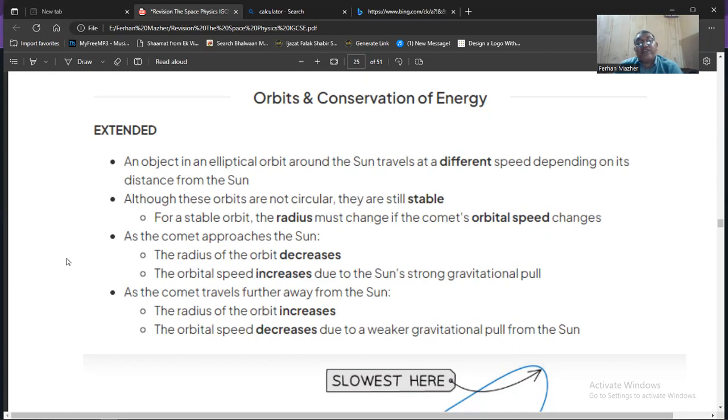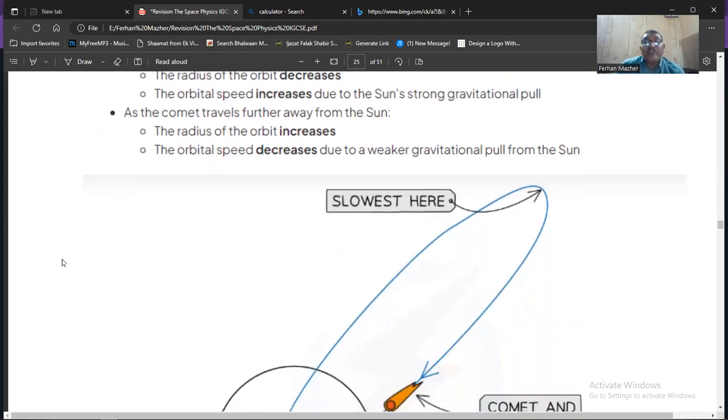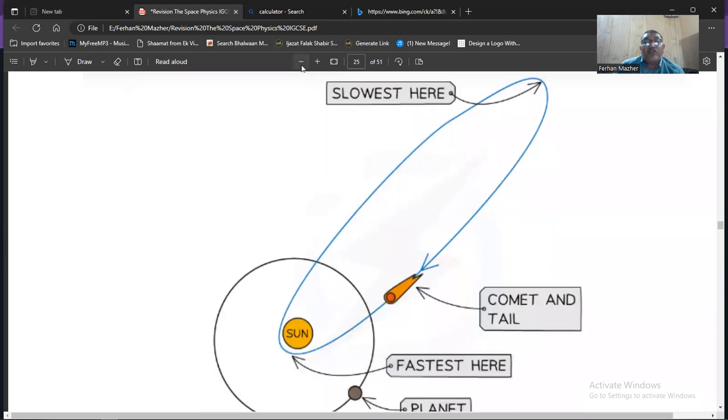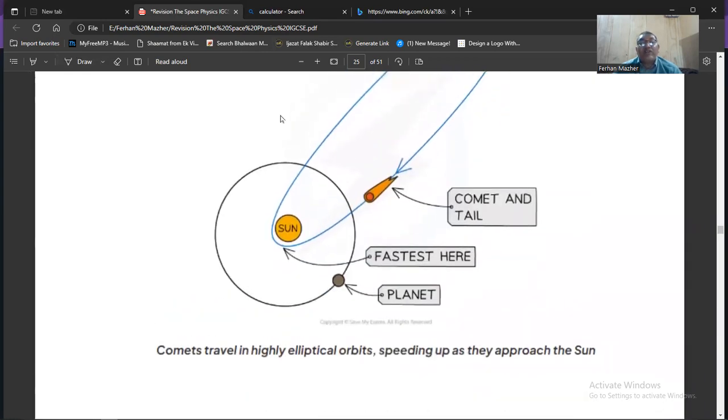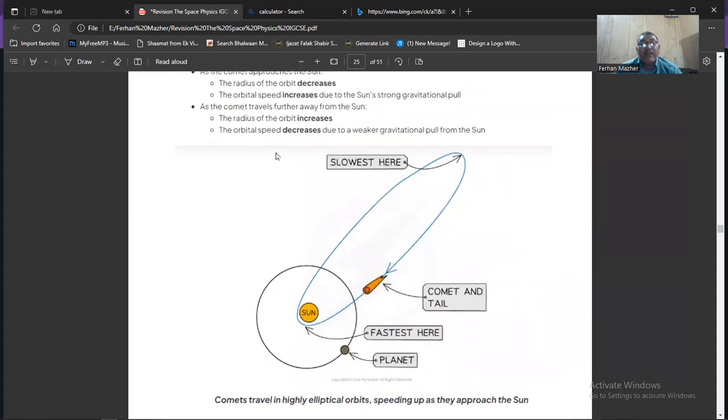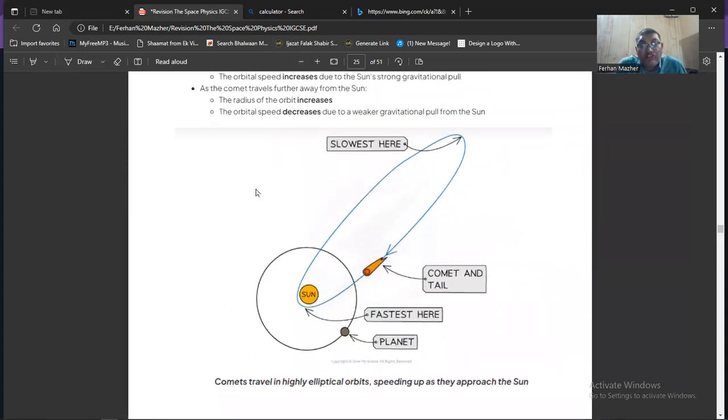As the comet travels further away from the sun, the radius of the orbit increases. The orbital speed decreases due to a weaker gravitational pull from the sun. So if you look at this, this is an elliptical orbit. When the comet is near the sun it is fastest, and when it is away from the sun, somewhere here, it is slowest. So the comet will be fastest here, and slowest here. Comets travel in highly elliptical orbits, speeding up as they approach the sun.